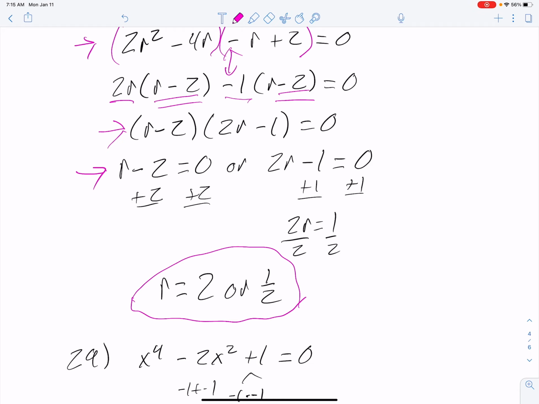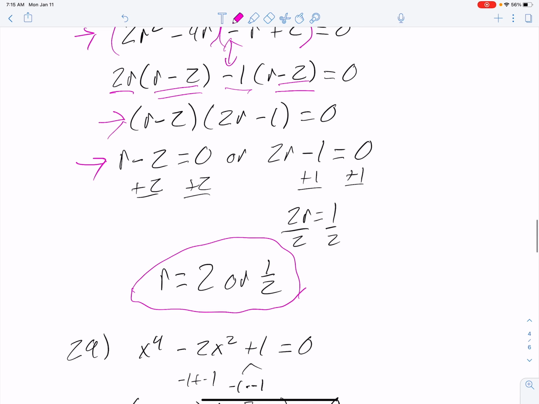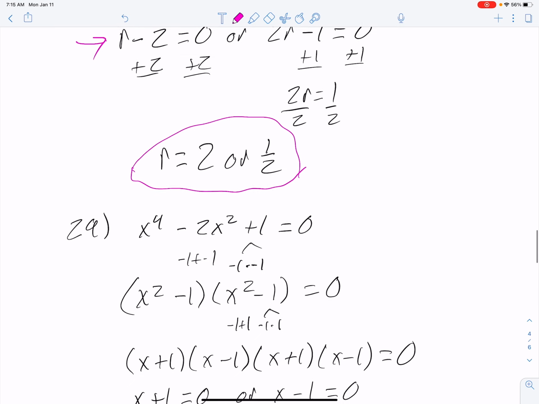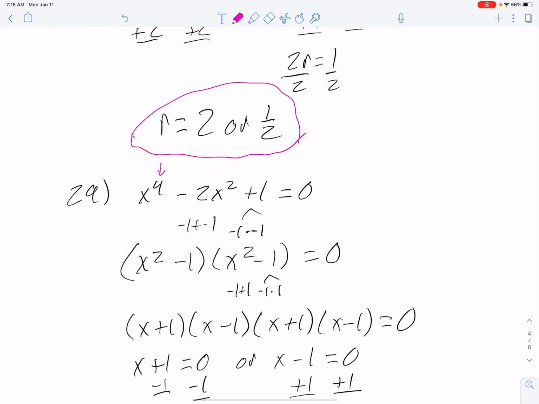Now, number 29 is something that we would call quadratic in form because our lead degree is twice our middle degree. So when I factor, instead of ending up with x's inside my binomials, in this case I'll end up with x squareds. Factors of 1 that are going to add up to negative 2 are negative 1 and negative 1.